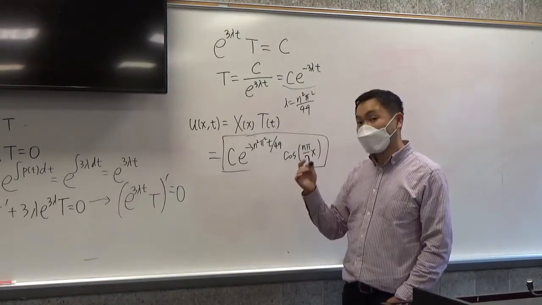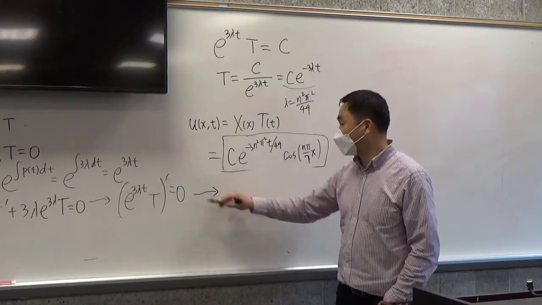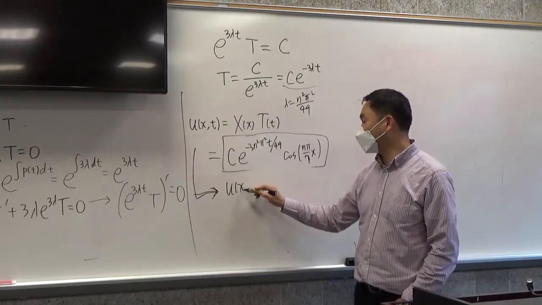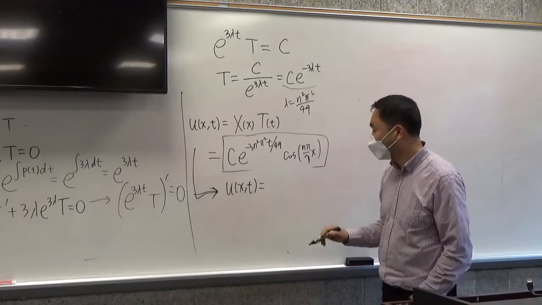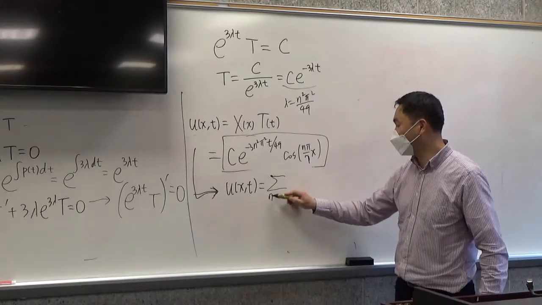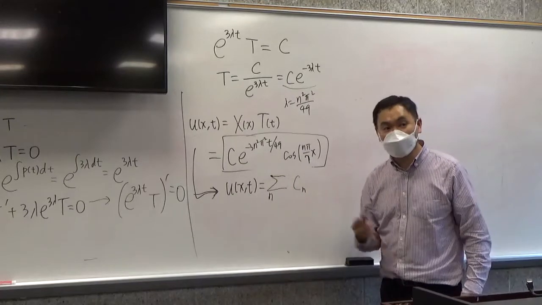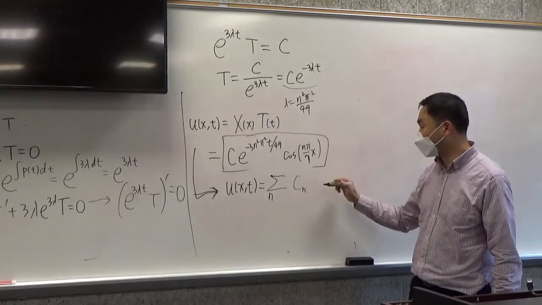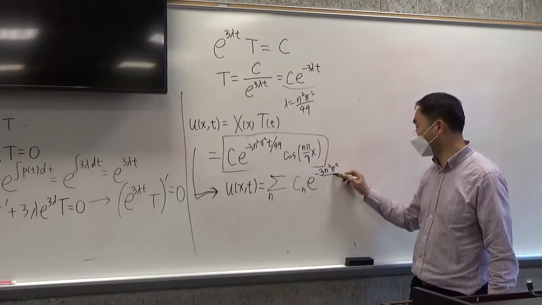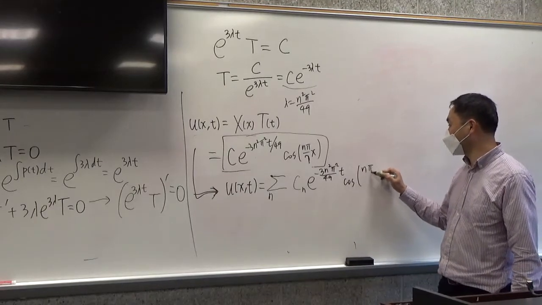So what you get out of step 1 is the following very important conclusion, that u of x,t is the sum of all these, summation over n. Well, let's write that first. I'm going to put C_n there because you can have different coefficients for each of these building blocks. C_n e to the negative 3 n squared pi squared over 49 times t, cosine n pi over 7 x.